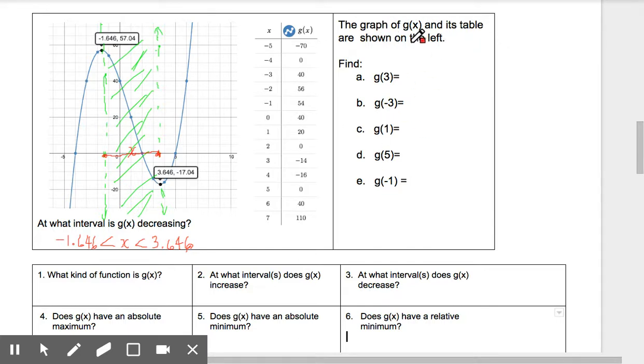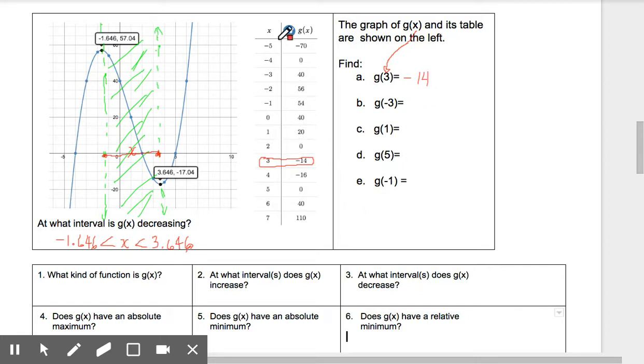The graph of g of x and its table are shown on the left. So here's the table, and there's the graph. Okay, find g of 3. So to find g of 3, we want the x to be equal to 3. So on the table, we look at the x column, and we look for x equal to 3. And we notice that the y value is negative 14. That is g of 3. So g of 3 is negative 14.